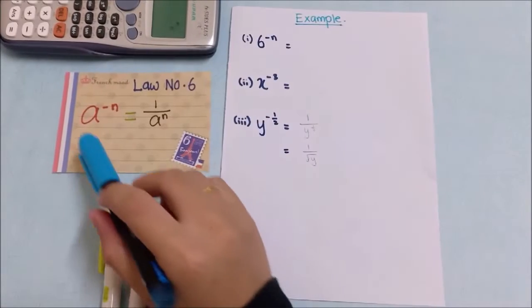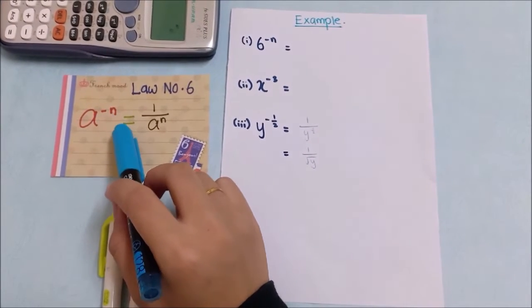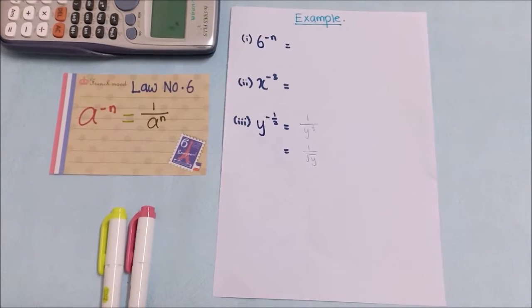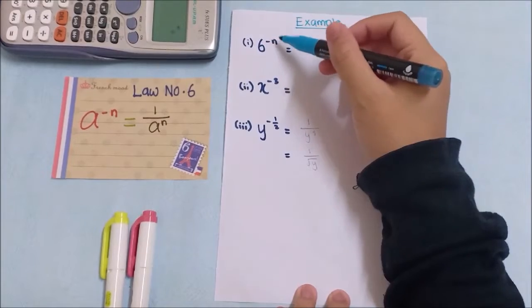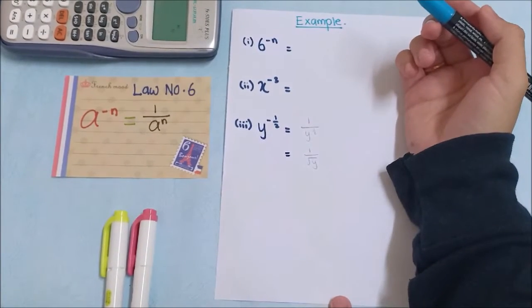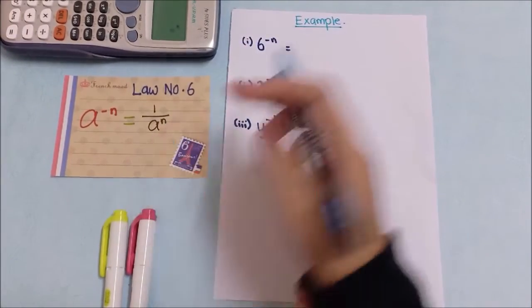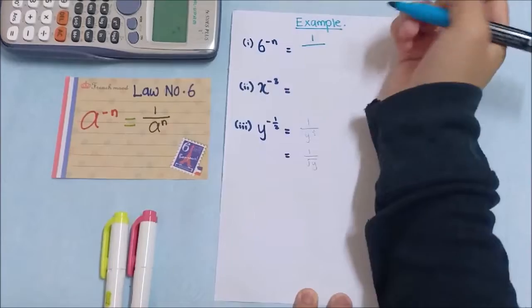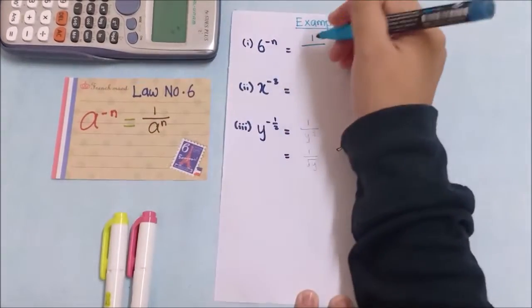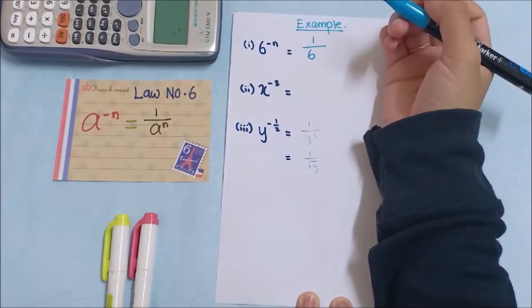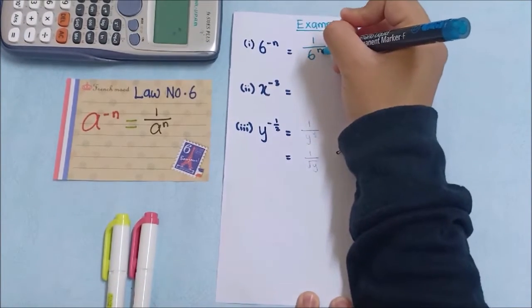For law number 6, a to the power of negative n equals 1 over a to the power of n, which means any number with a negative index can be explained by this law. For example, 6 to the power of negative n. By following the law, we put 1 over, and then we replace the a by 6, and the negative symbol will be gone, but don't forget to put the power.